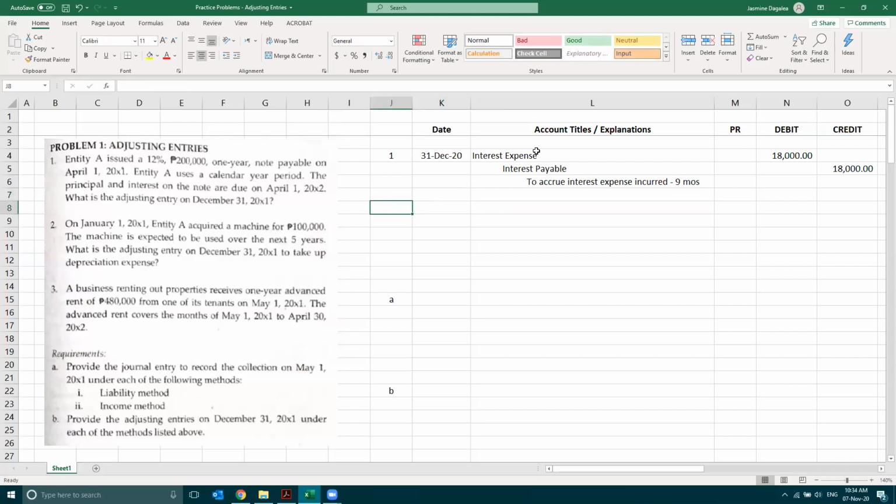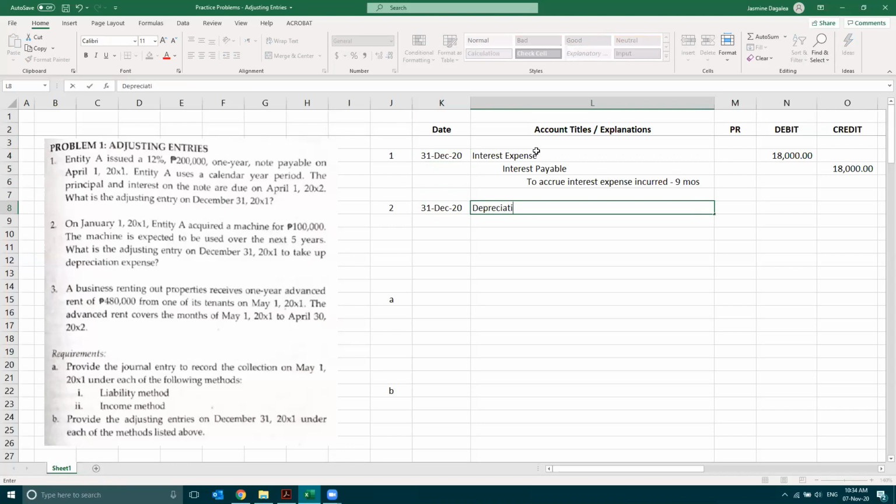So, number 2. On January 1, 2021, Entity A acquired a machine for 100,000. The machine is expected to be used over the next 5 years. What is the adjusting entry on December 31 to take up depreciation expense? Debit depreciation expense, 20,000. Then, what is the corresponding credit?